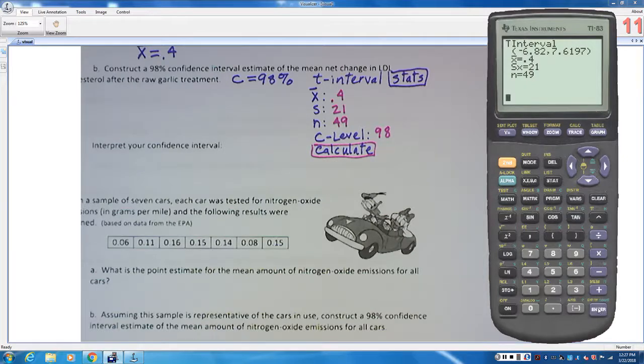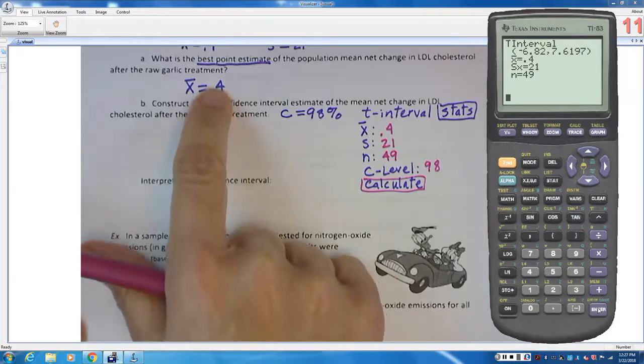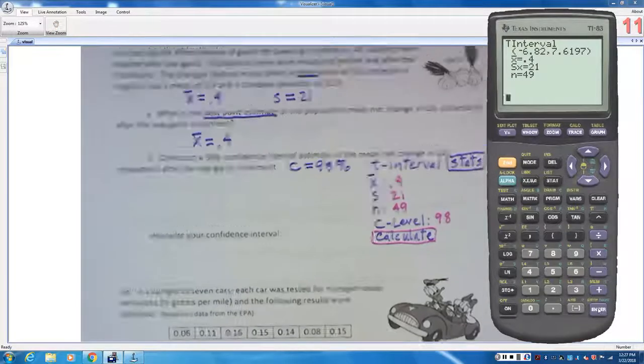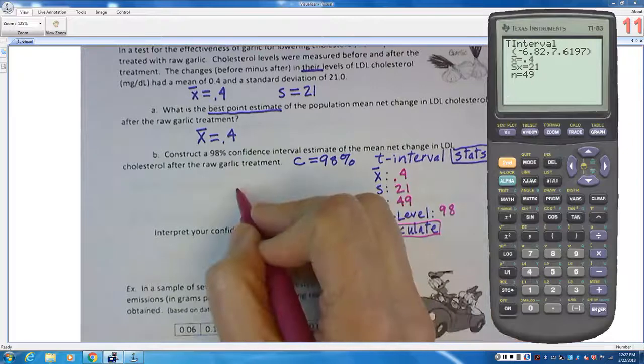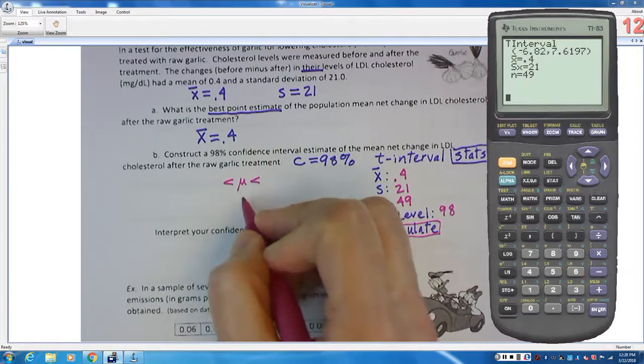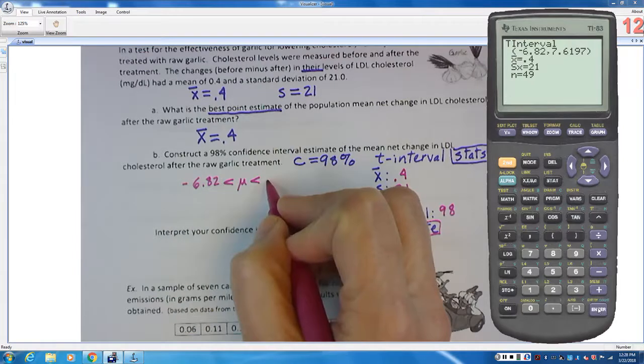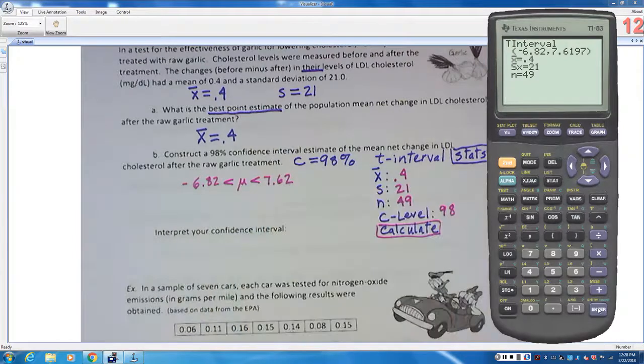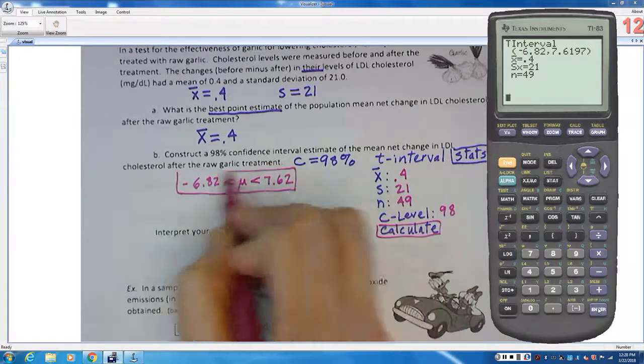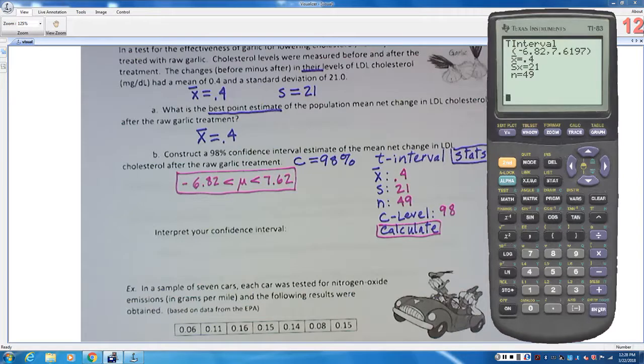All right, so here's the interval. You need to write it with the population parameter in the middle. We usually round to one more place than X bar, or maybe I'll tell you how much to round to. So we get the answer, and we have to put the population parameter in the middle with the right symbol: negative 6.82 is less than mu, which is less than 7.62. I rounded to two places. That's my 98% confidence interval. Your calculator gives it to you in interval notation with parentheses. We're going to go to one more place than X bar. Don't put all 5 places down, it's hard to read.